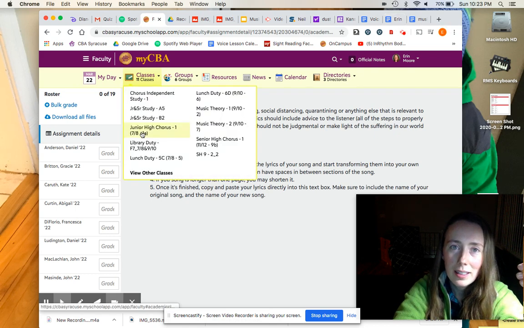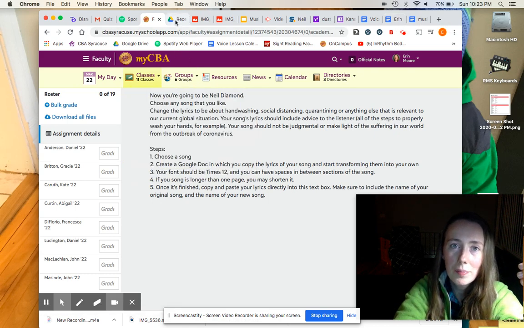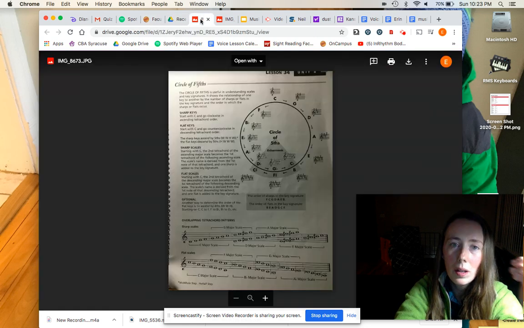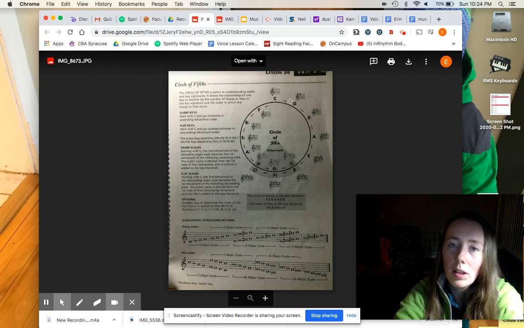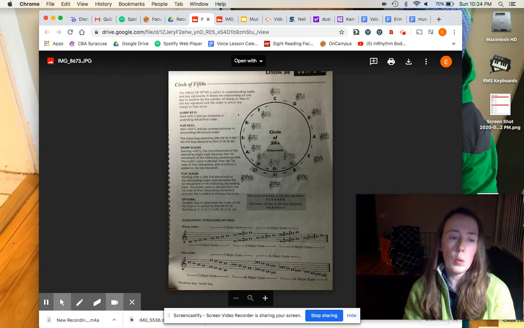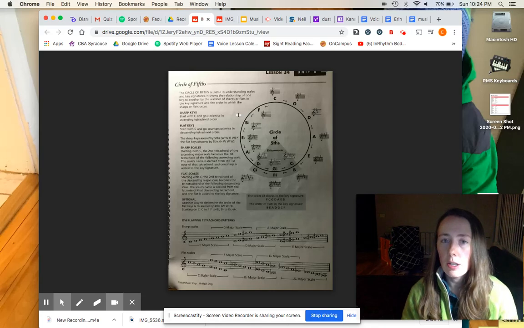Okay, now for the music theory. So the next page in your book here, lesson 34, there's really nothing that you have to do on this page, but it has a lot of good information for you. So the circle of fifths is a useful tool in music and music theory. It's just how all of the keys relate to one another.